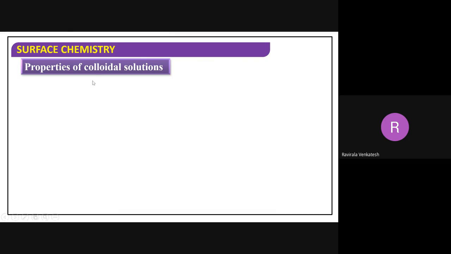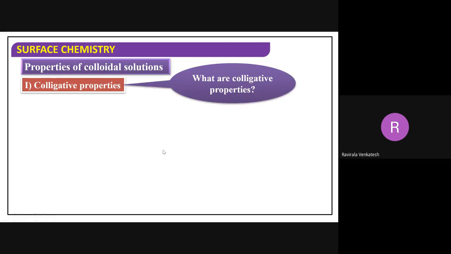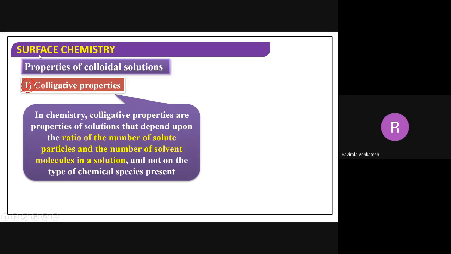Now let me see the properties of the colloidal solution. There are various properties exhibited by the colloidal solution. The first thing is colligative properties. Today morning we discussed these colligative properties. These properties depend only on the number of solute particles, and so they are called colligative properties.